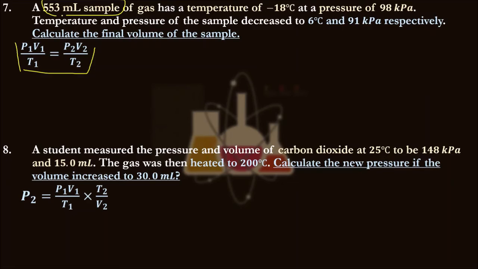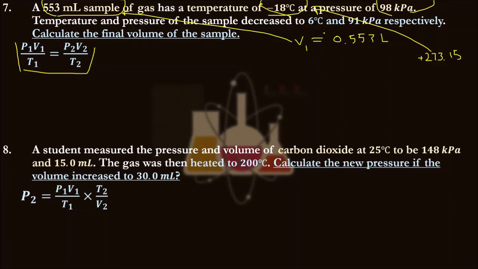So V1 is our sample. Remember, volume is in liters, so you need to convert 153 milliliters into 0.153 liters. Temperature needs to be converted into Kelvin, and so you need to add 273.15. Pressure you don't need to convert, and then the sample temperature T2 needs to be converted into Kelvin. Pressure 91 doesn't need to be converted either.